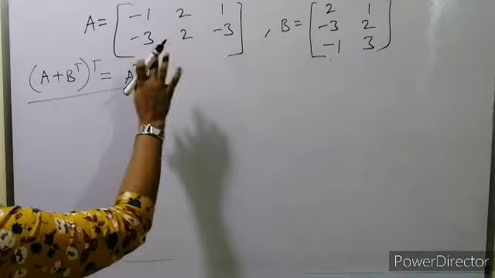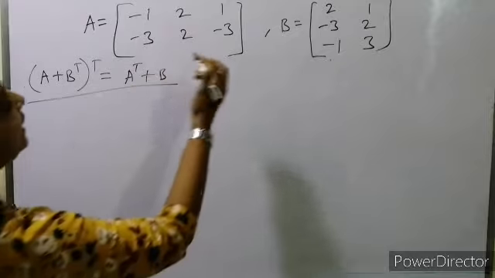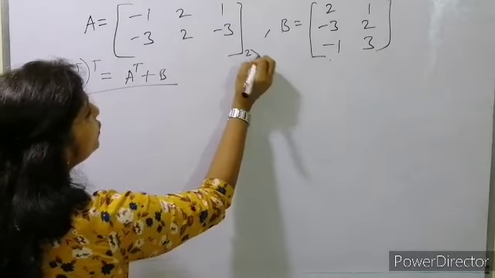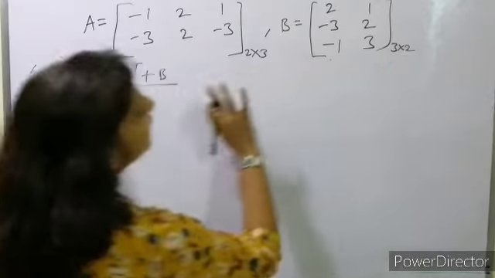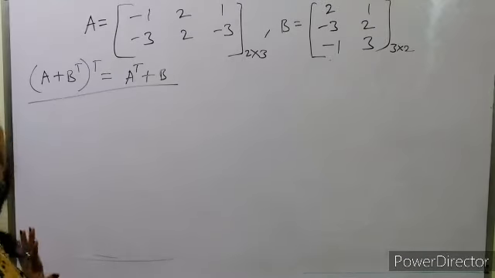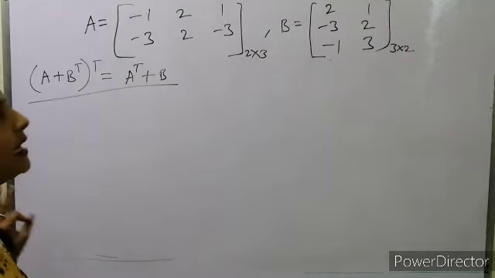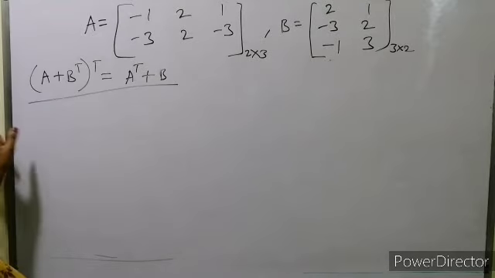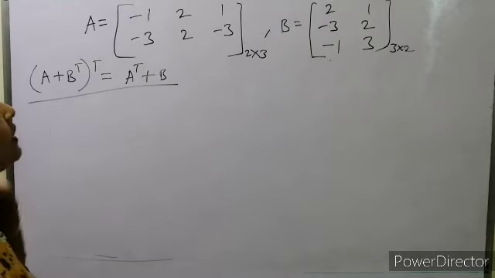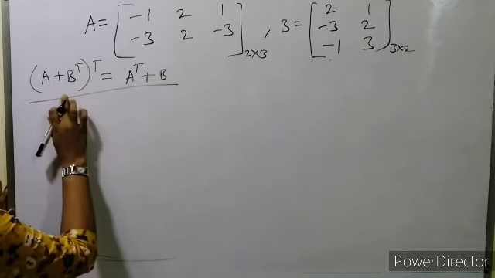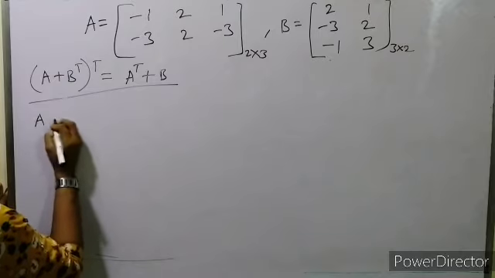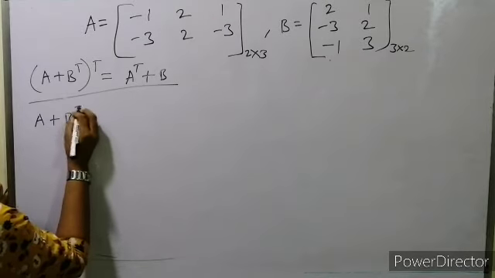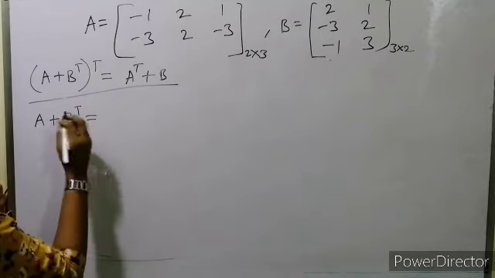Got it? A and B are given. So A is a 2 cross 3 matrix and B is a 3 cross 2 matrix. So can we add these two? No, we cannot. Can we multiply? Yes. But here what we have to do is find out the transpose of B. First of all we'll find out the transpose of the B matrix and then we'll add these matrices. First of all, let us take A plus B transpose.